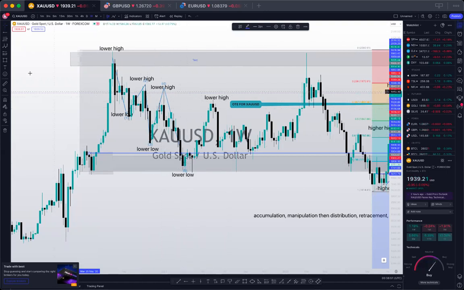If you use that as your entry, always put your stop loss below the order block. If you look at this very well, this particular price didn't fall out of the order block. It was still working around the order block. So that's a signal for you guys.